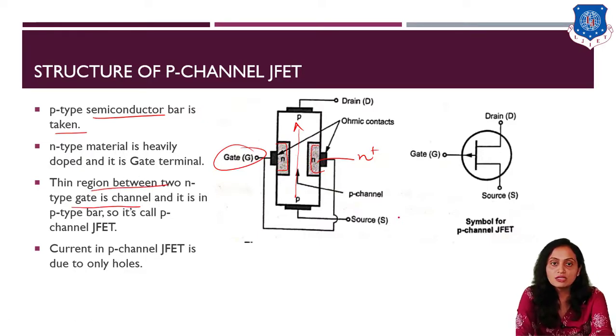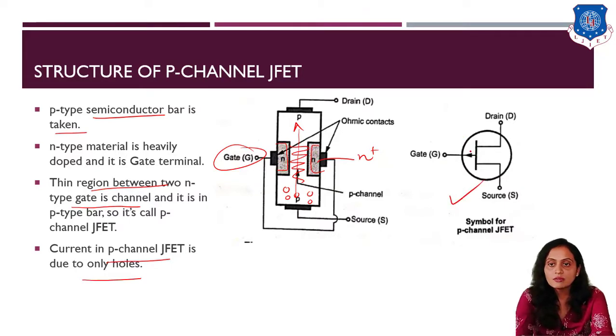Now the thin region between these two N-type gate regions is called the channel. The channel is made up of P-type material, that is why the current in the P-channel JFET is due to holes only. The terminal through which the holes enter the P-channel JFET is called the source, and the terminal through which the holes leave is called the drain. Current in the P-channel JFET is due to only holes.